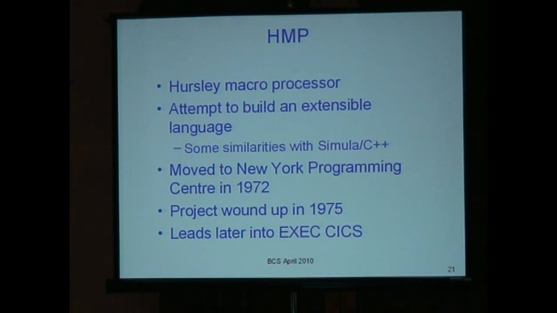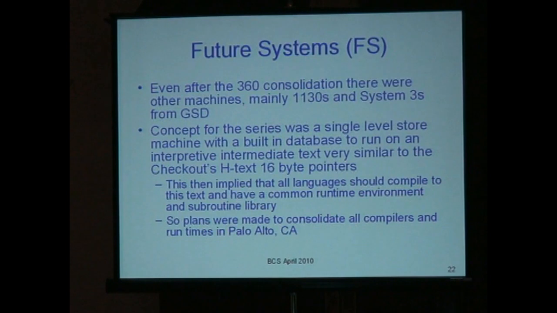On the side, there were some other things going on. The Hursley microprocessor, HMP, it was trying to build an extensible language. It had some things in common with Simula at the time and C++. There was a concept of objects and things like that. But anyway, it went off to New York in '72. And I was there in '73, but not on this. And later, Ken Davies, I don't know if any of you know Ken Davies, was one of the people on that project, then built this thing called CICS later on, which is a building block to what I'm talking about.